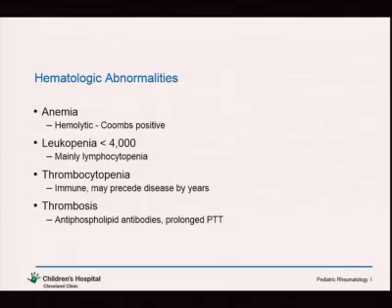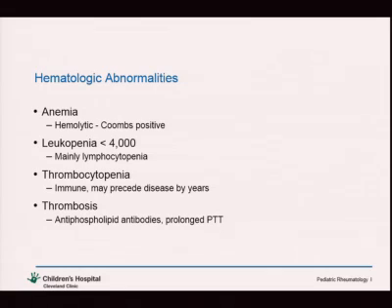Patients with lupus have cytopenias, so low counts. They typically have thrombocytopenia, and they can also have anemia, whether it's anemia of chronic disease or hemolytic anemia, and it typically is Coombs positive. Leukopenia, by definition, in helping diagnose, should be less than 4,000, and it's often a lymphocytopenia.